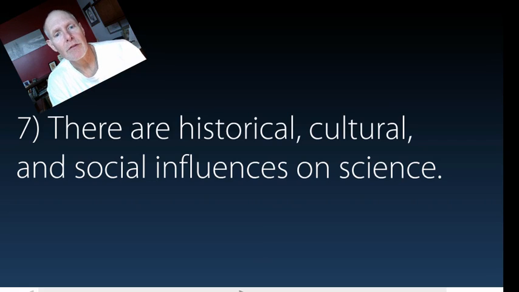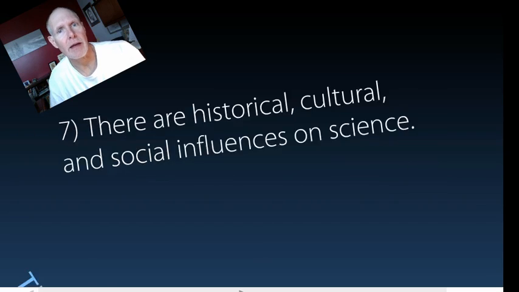Keep in mind too that science has a historical, a cultural, and a social influence to it. So, for example, the Native Americans have a different historical and cultural perspective on science because of their background. And social influences also occur as well. That's one of the reasons that we get into sort of arguments in science, because there really are these historical, cultural, and social influences. So just keep that in mind.